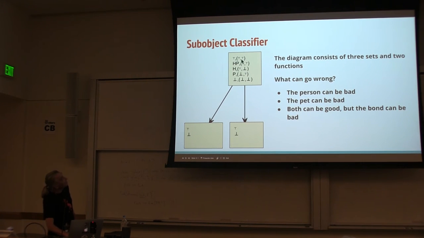And again, if the bond is good, we have to have it good here. That's how the mapping is. If it belongs to the subset, the result of the function still belongs to the subset. So we don't have any options. So we have five different values here, and two here, and two here. And the mappings are in parentheses. Like HP, it's not truth, but it goes to true here and true here.